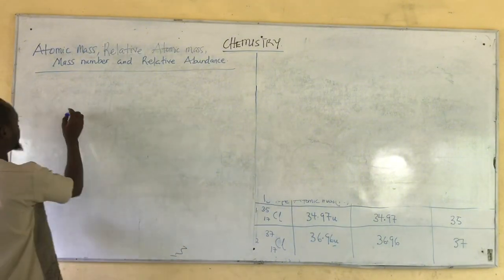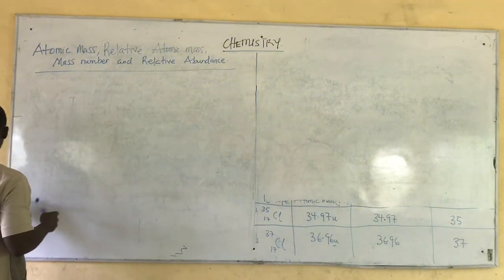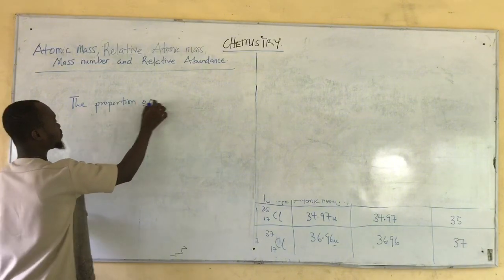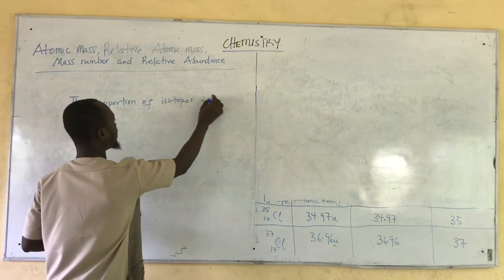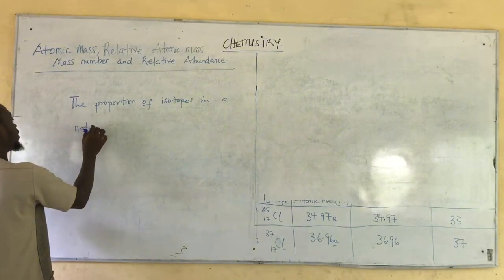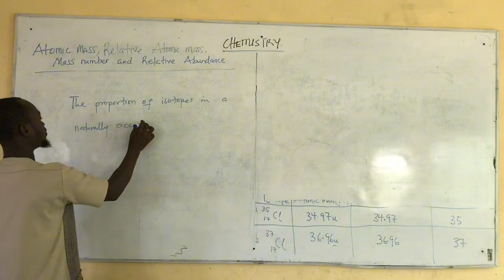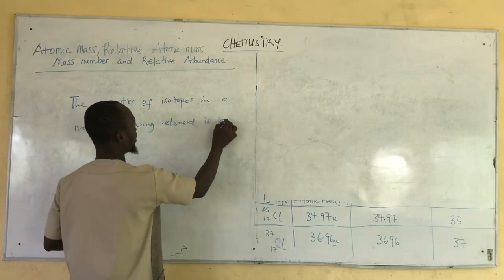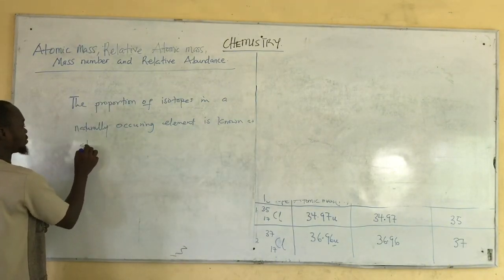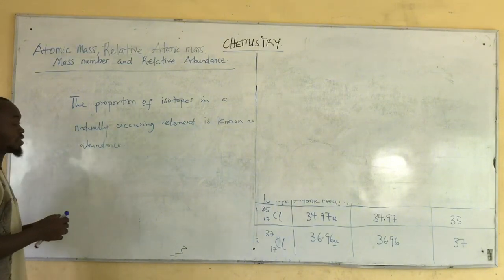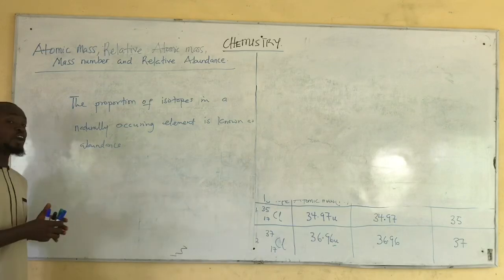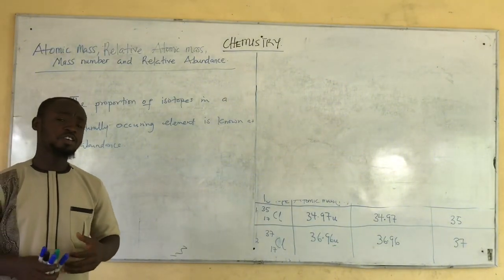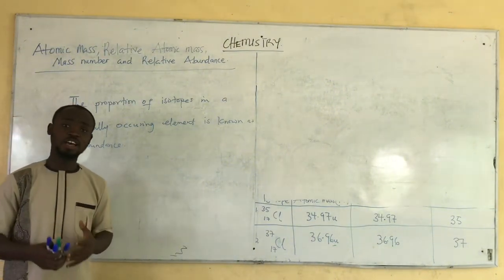So the proportion of isotopes in a naturally occurring element is known as abundance. Is that okay? So the different amount of isotopes in a naturally occurring isotopic element is known as abundance. Is that okay? If we express this amount in terms of percentage, it is known as percentage abundance.